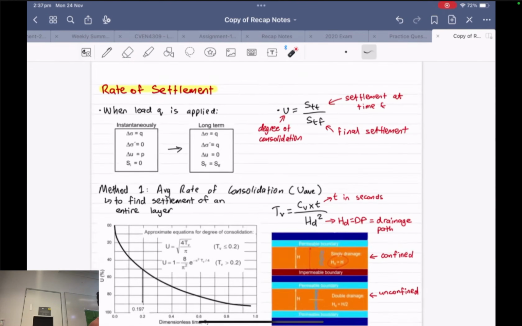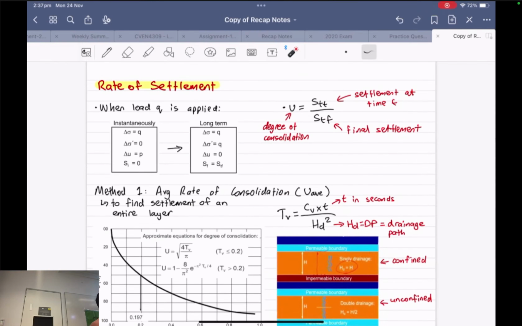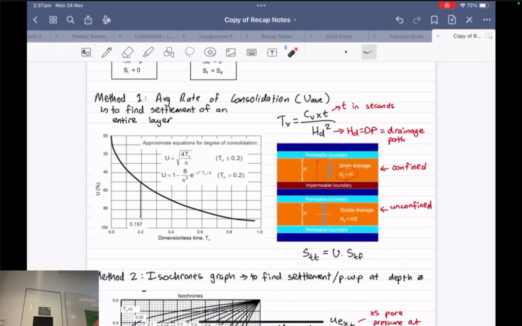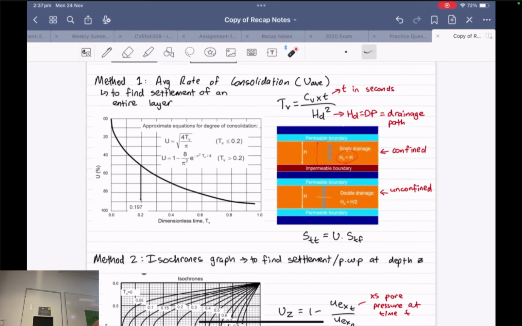Alright, and the rate of settlement is pretty much how the soil settles over time. There are two main methods. For that, we use the rate of consolidation, the rate at which the soil consolidates. We can use this one, which is to find the settlement of an entire layer, where we find TV, which is this formula here.